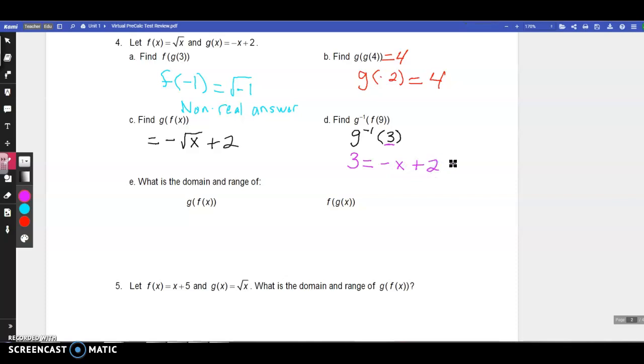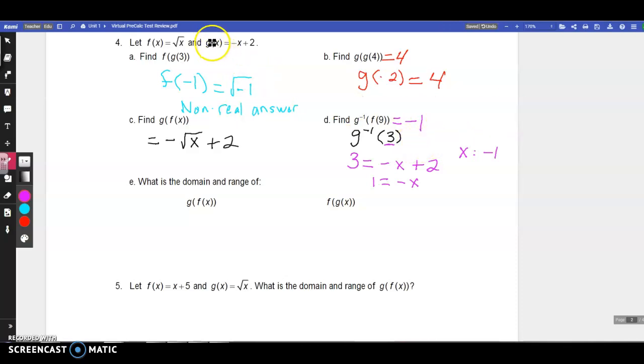So 3 equals negative x plus 2, and then just solve for x. So subtract 2 from both sides, that'd be 1. So 1 equals negative x, which means that x equals negative 1, which means that all of this is equal to negative 1. Okay, so that's how I would do that.